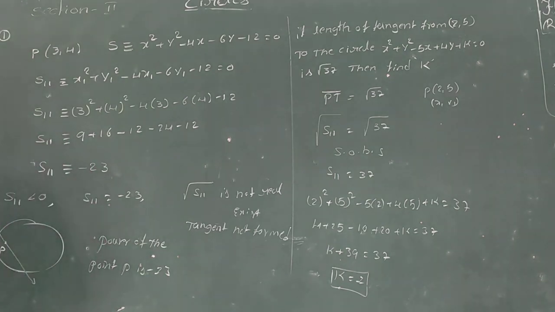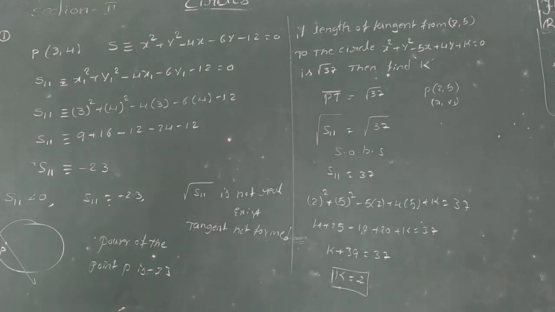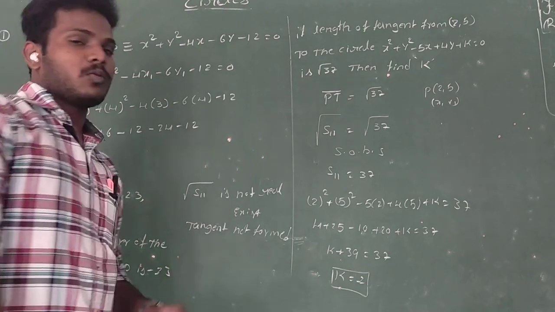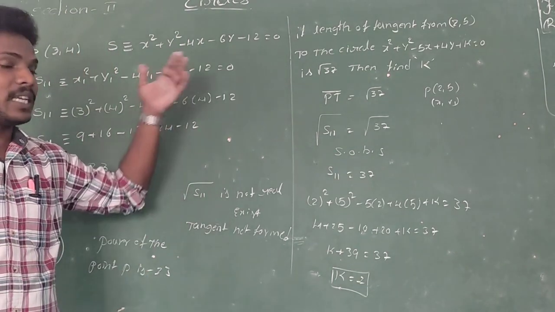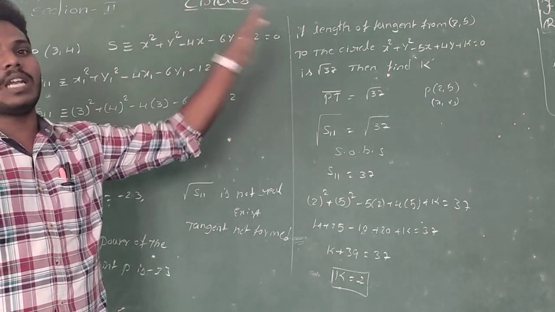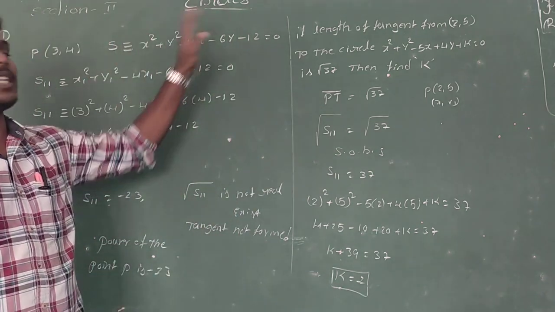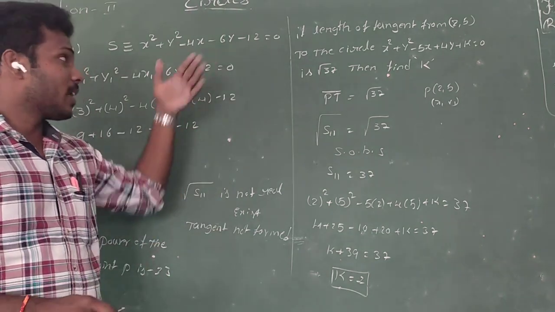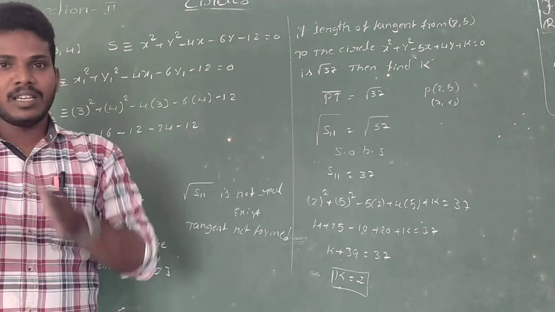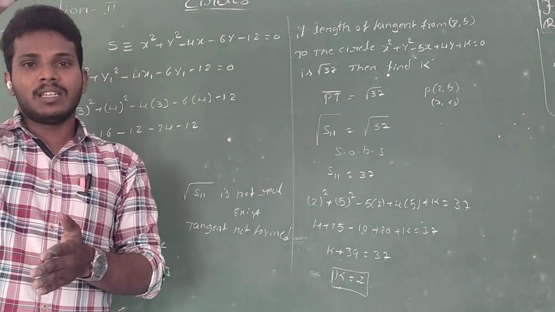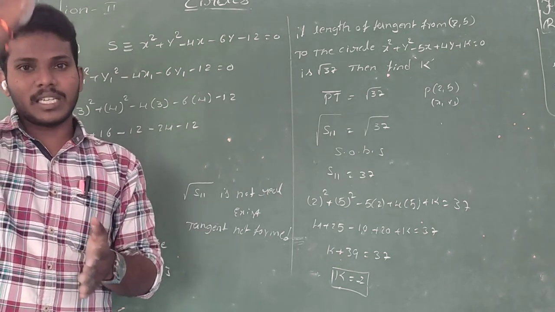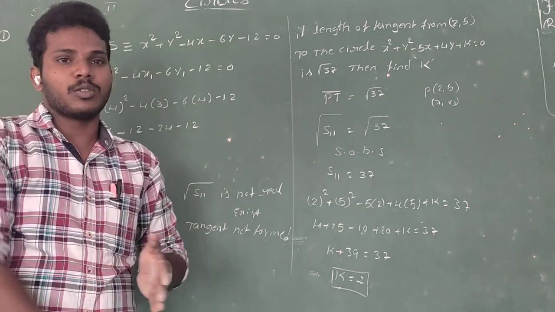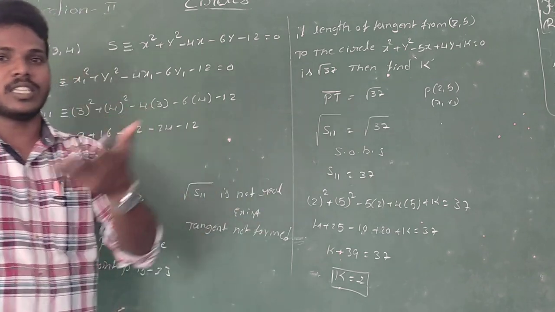Now in the third section we are going to learn about the circle with respect to a line. The point with respect to the circle is completed. The third section is the line with respect to the circle: the line being outside the circle, touching the circle, or passing through the circle. Those are the conditions in the third section.